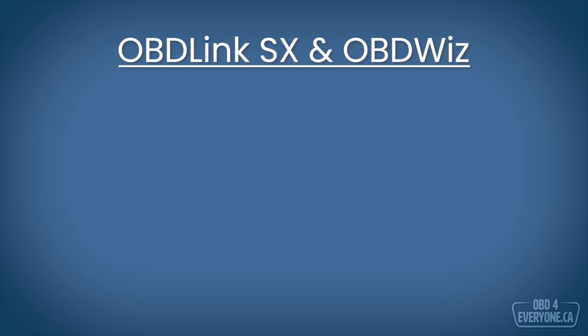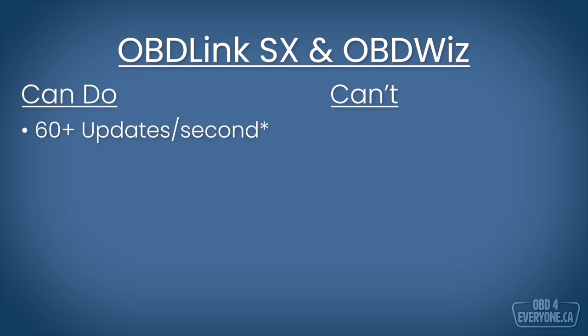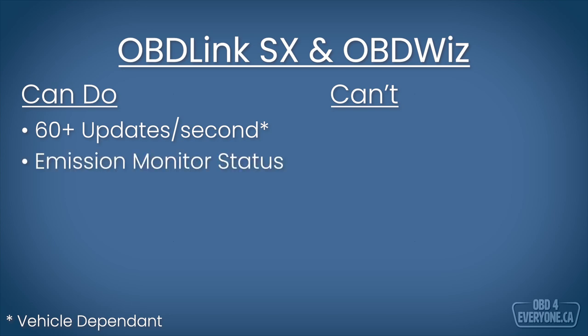Now, let's have a quick look at the summary of what it can do and what it can't. It can give you 60 more PIDs or sensor updates per second. Now, while we're talking about PID speed or sensor speed or samples per second, the speeds I get may or may not be the speeds that you get. It's really vehicle dependent.